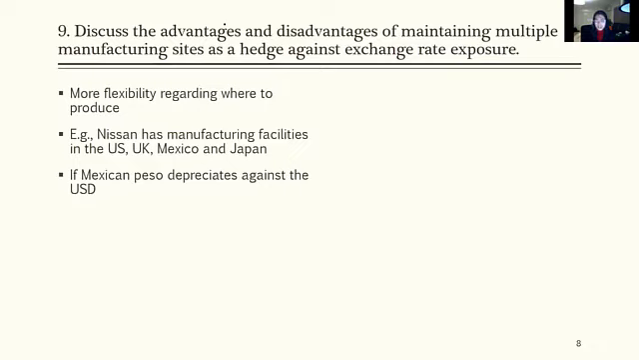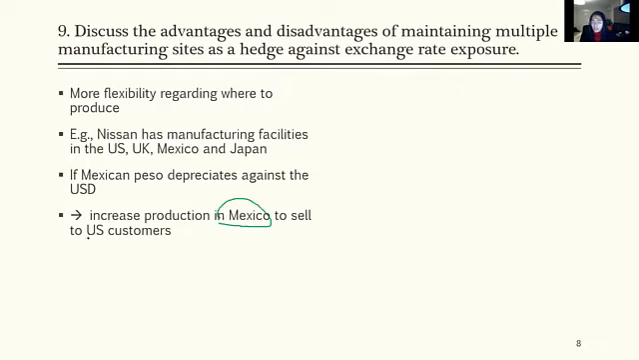So when there is an exchange rate movement between the Mexican peso and the USD, say if the Mexican peso becomes less expensive relative to the USD, then in this case, Nissan can shift their production to Mexico because it's cheaper to produce here, and they can sell more to their US customers, okay? So they can produce where the currency is soft, and they can sell where the currency is strong, okay?